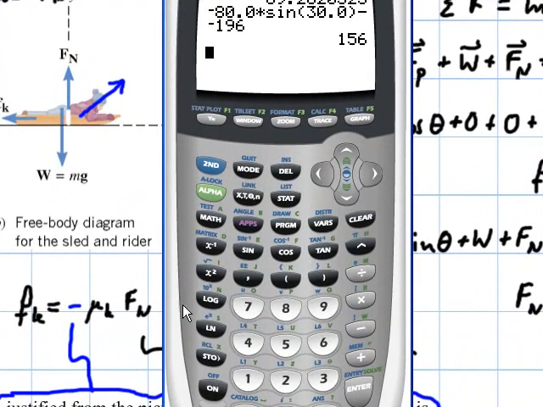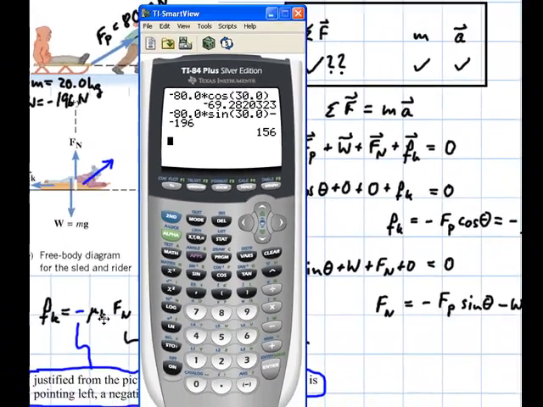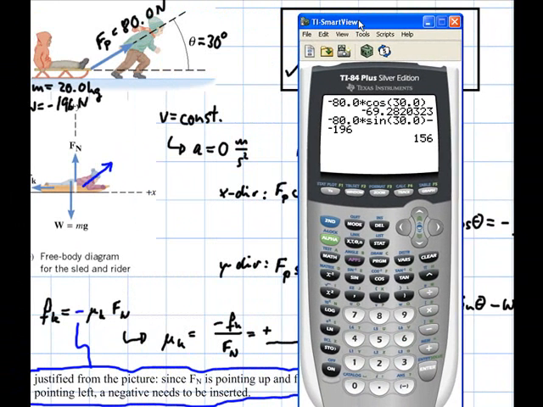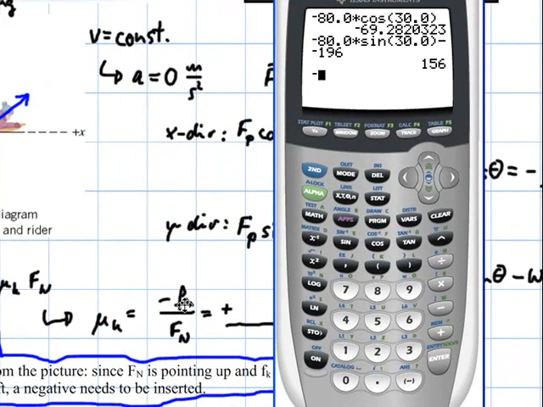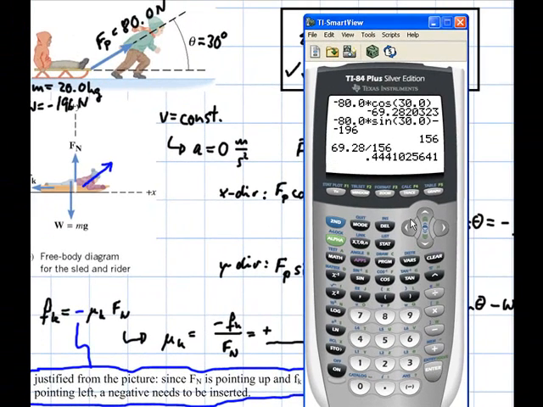And then over here with this little equation, you determine the coefficient of kinetic friction as being negative the frictional force, which is itself already a negative, so negative and negative make a positive. Getting rid of that, so I'm going to have 69.28 rounded, divide by 156 for the normal force, and I come out with 0.444, and that's also what you find in the back of the book as the answer to this problem.